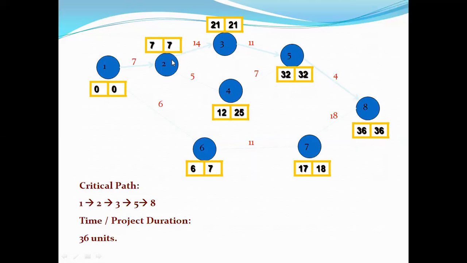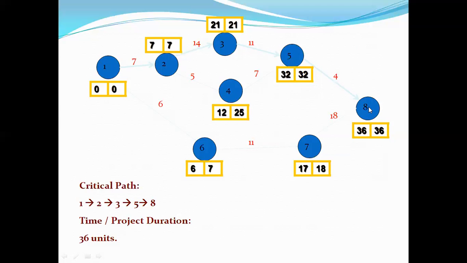This value is 7. Now follow this path. 32 minus 7 is 25. 25 minus 5 is 20. So this way you get the value 20. This way you get the value 7, which is the minimum, because for the TL we have to pick the minimum value. So the minimum value is 7. Now 7 minus 7 is 0.